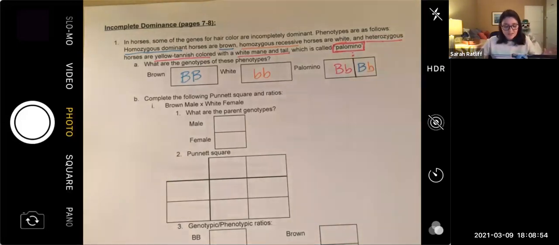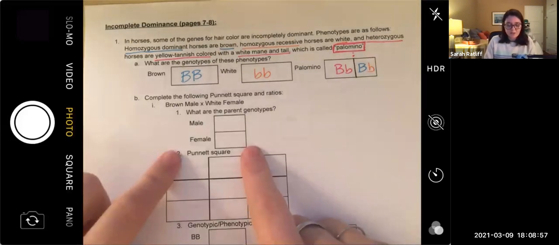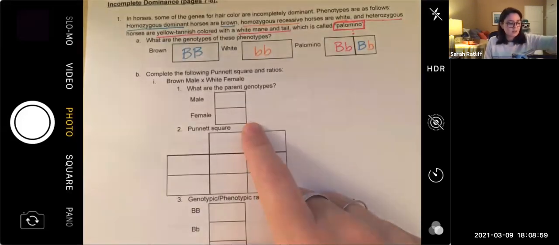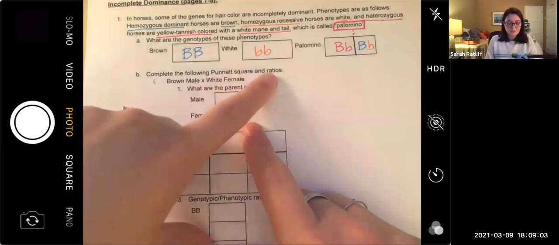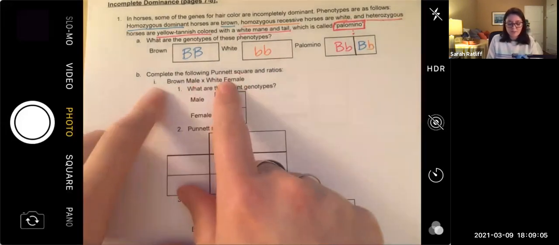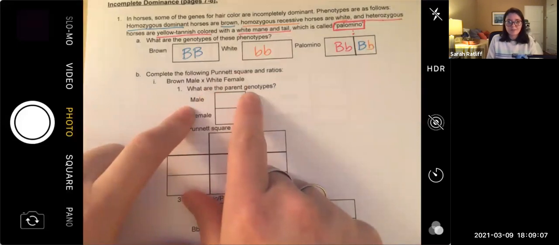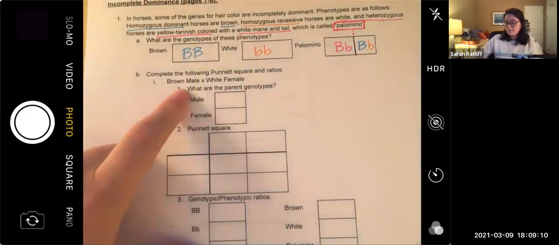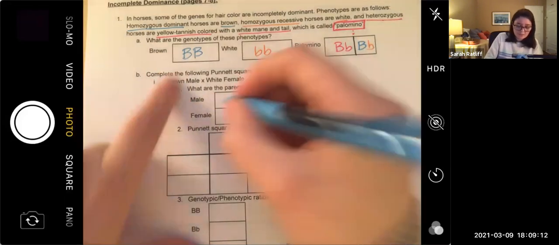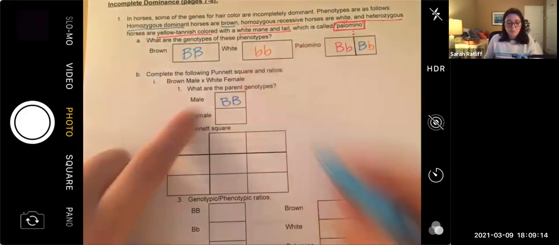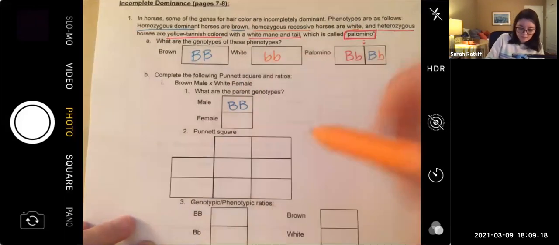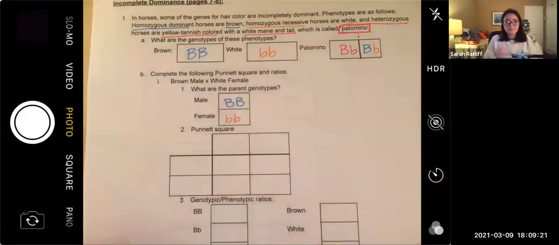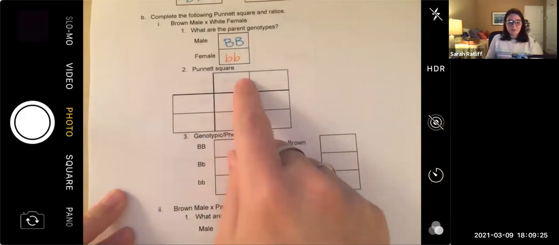Now, we did 1A, looking now onto 1B. Complete the following Punnett square and ratios. All right, brown male, white female. We need to figure out their genotypes. Brown male, brown means capital B, capital B. White female, white means little b, little b. Easy peasy. Now we plug them into our Punnett square.